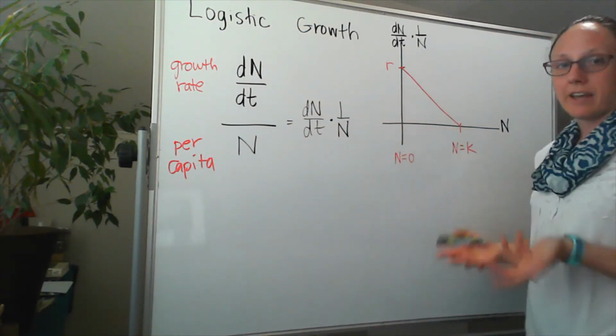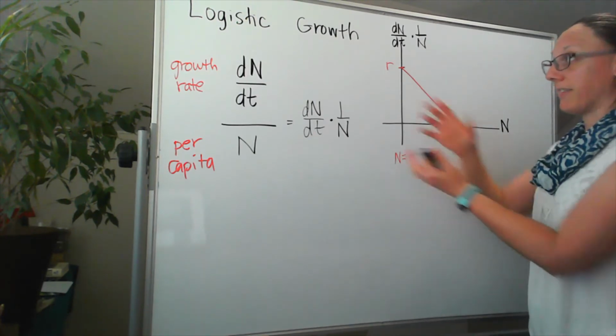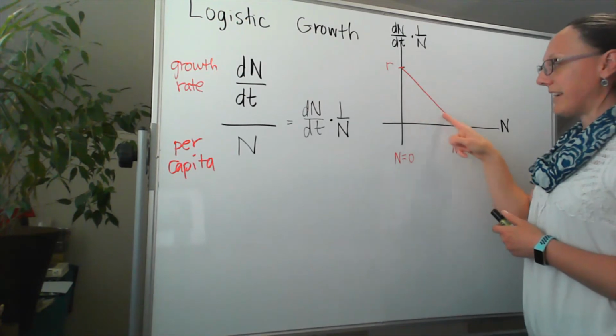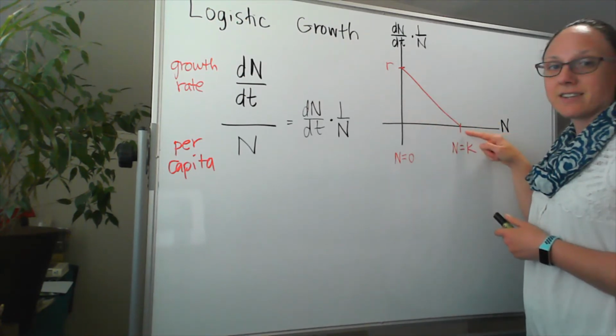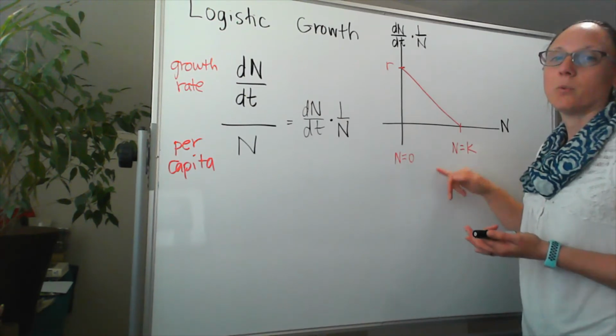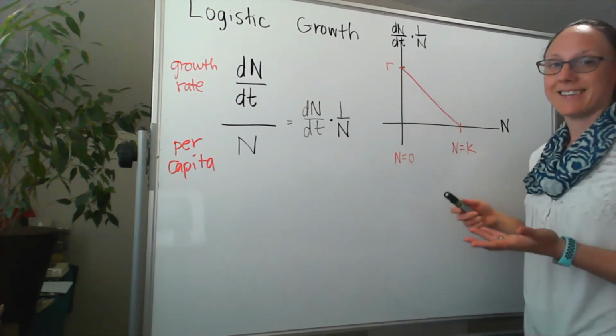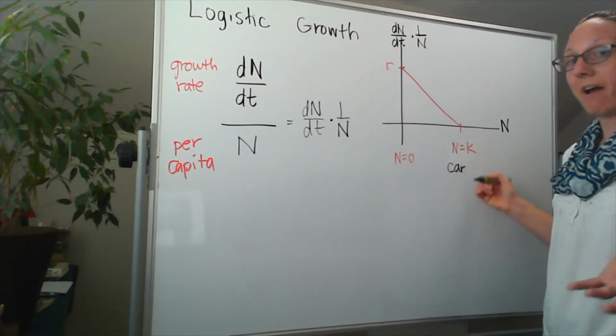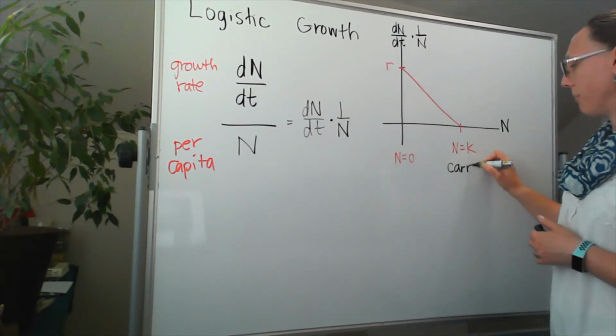So the other key characteristic of that logistic per capita growth rate is that this linear function decreases to 0 when we've reached some value that we call K, and say that's the carrying capacity. And you've probably heard that term in biology classes before.